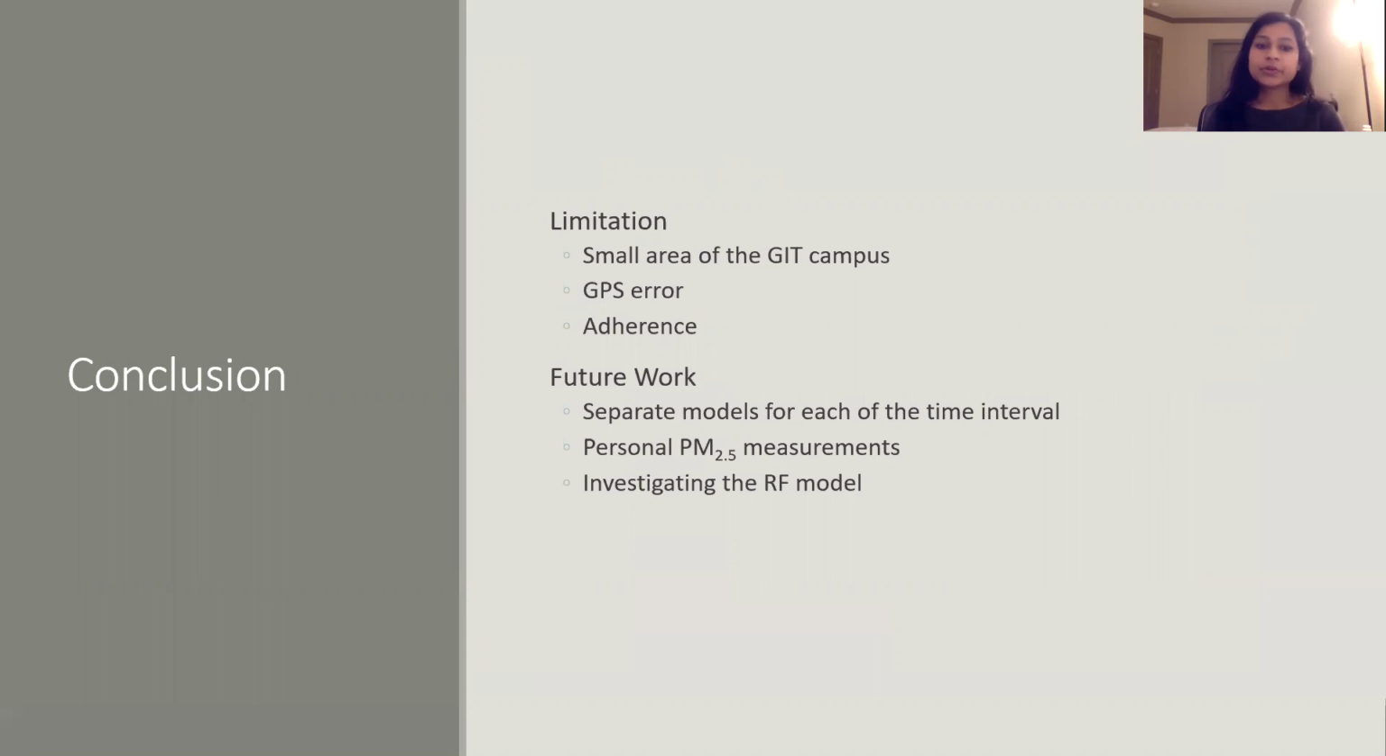The next steps include creating separate models for each of the time intervals and seeing how the important variable list changes. We could also model using personal PM2.5 exposure as the outcome variable. And finally, it is worth investigating why the random forest consistently predicts lower ratio PM levels right adjacent to the highway.